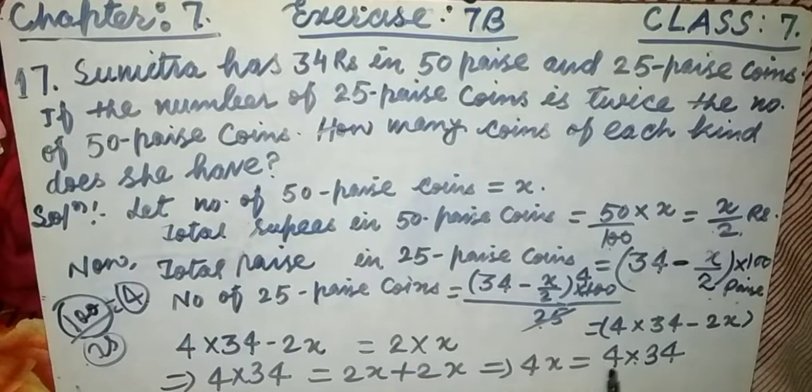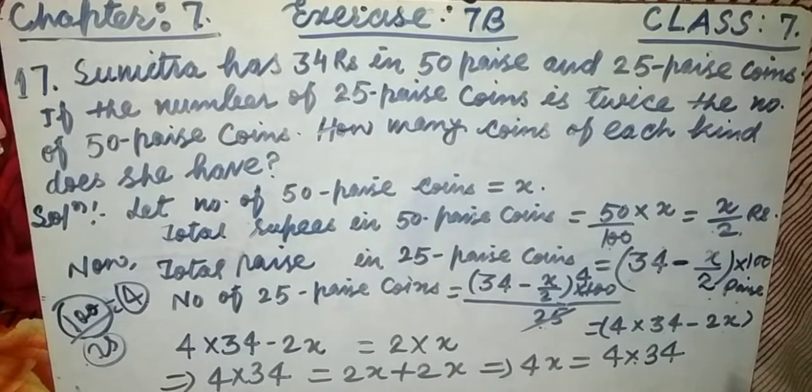So similarly, if we divide this paise by 25, we will get the number of 25 paise coins. 25 fours are 100. We will get 34 minus x by 2 multiplied by 4. Now 4 is going to multiply with 34, so 4 multiplied by 34 minus. This 4 is also multiplied by x by 2. So 2 twos are 4, so 2 multiplied by x, that is 2x. Now this 4 multiplied by 34 minus 2x is the total number of 25 paise coins.